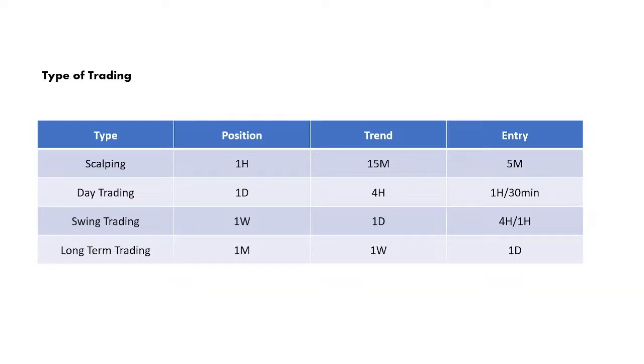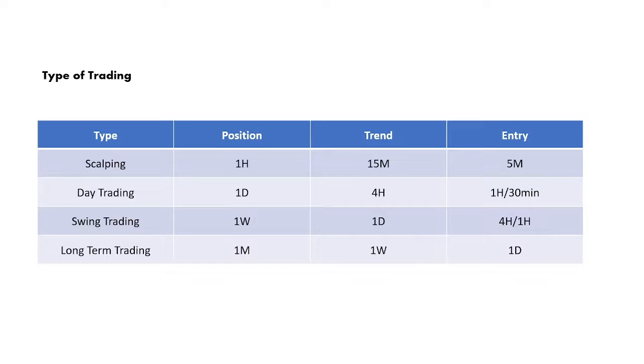After you decide what type of trader you want to be, your trading plan should go through the respective time frames. For example, if you want to be a scalper, your position analysis should be focused on 1 hour, your trend analysis on 30 minutes, and your entry on the 5 minute time frame. In my case, I'm more about day trading, so my position is focused on 1 day, my trend analysis on the 4-hour time frame, and my entry is 1 hour or 30 minutes.